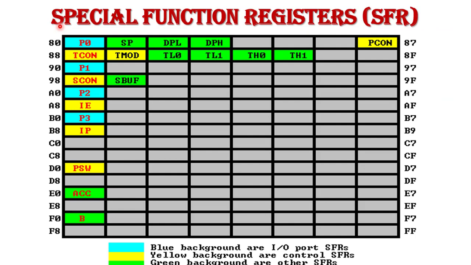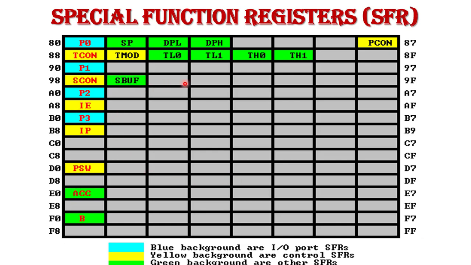Now the special function register area. As I have already told, the 8051 microcontroller has 256 bytes of RAM, which is divided into two parts. The first part is 128 bytes of general purpose memory area, which I have already discussed. And the second part is called the special function register area, which is also 128 bytes long. So the address of the special function register area starts from 80H to FFH. These are the byte addresses or the physical addresses of the special function registers.